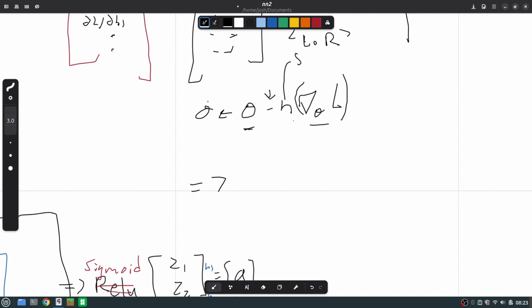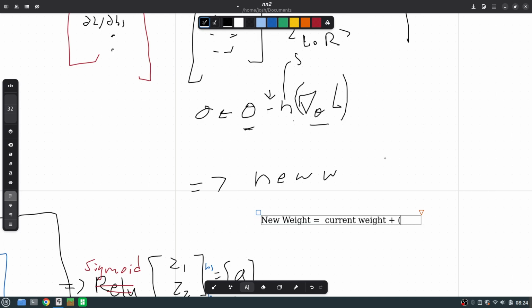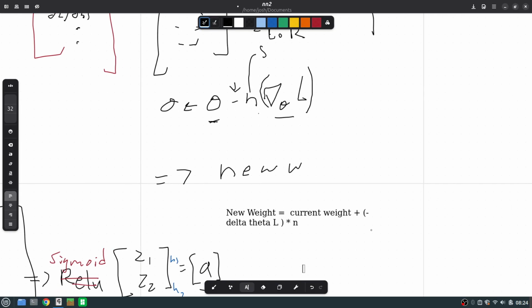So to update the weights, the new weight, I'm going to type it, because unless I get one of those drawing things, this is going to be a pain. So the new weight is simply the current weight, this theta value that you're seeing here, plus or minus this value here, this delta theta thingy, we'll call it delta theta L, times n. But this is just a different way to write it.